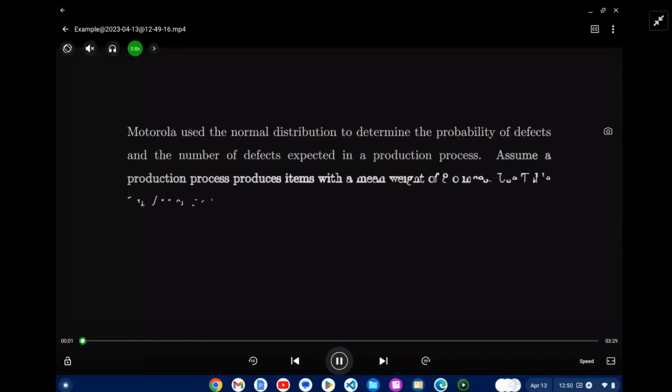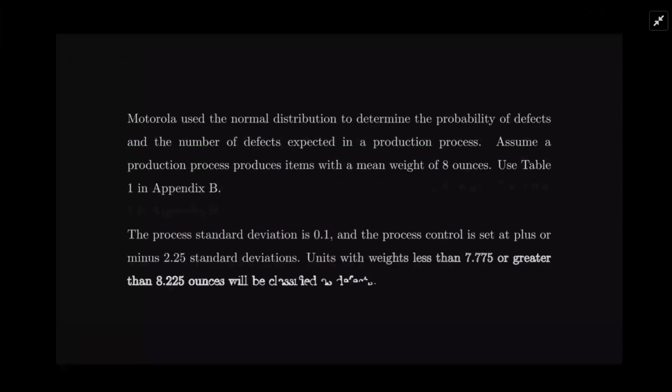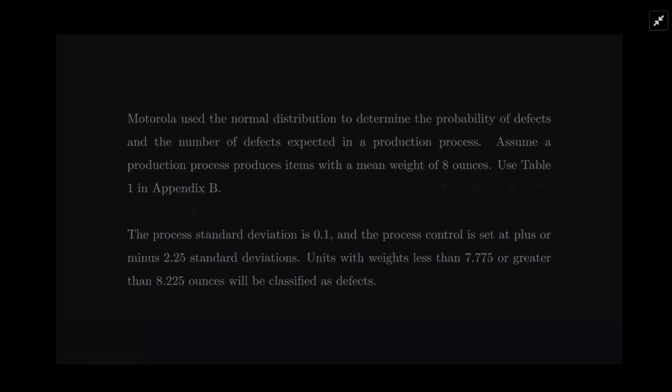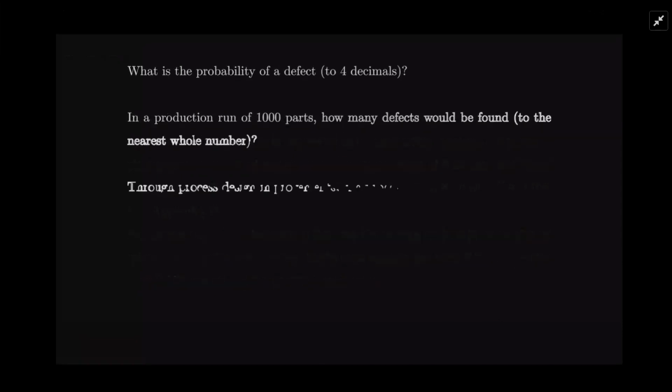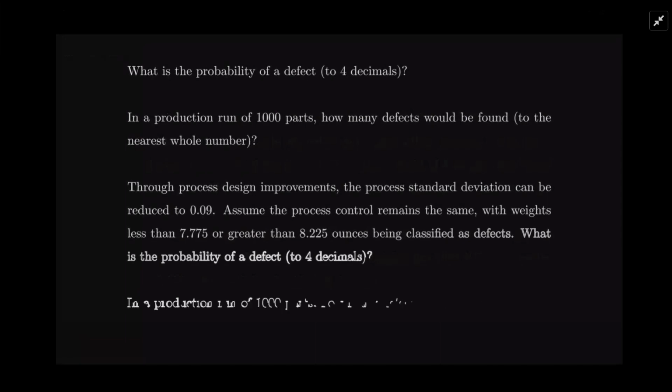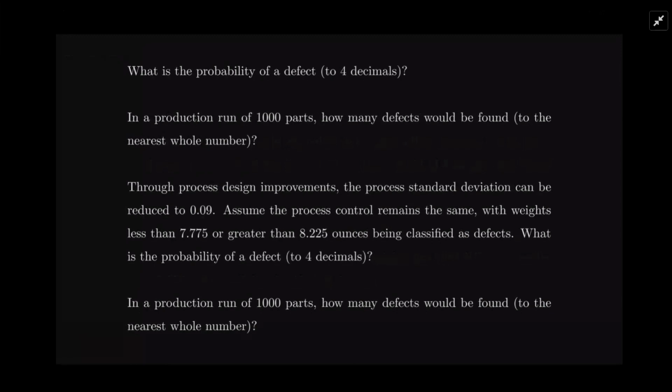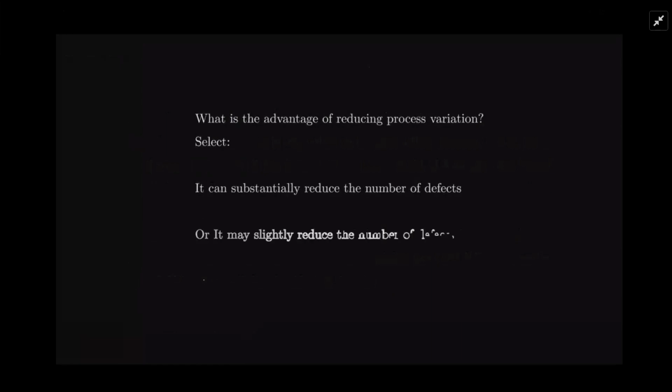Let's look at our problem here. We're talking about the normal distribution. I'm not going to read out the entire question here, so you should probably pause it to read it carefully. Basically, what the question is getting at is how does a change in the standard deviation affect the expected number of defects from a normal distribution?